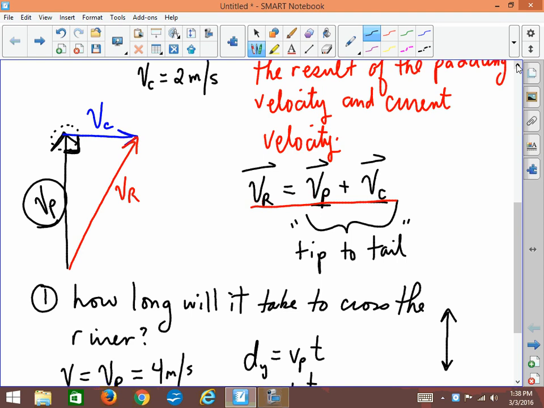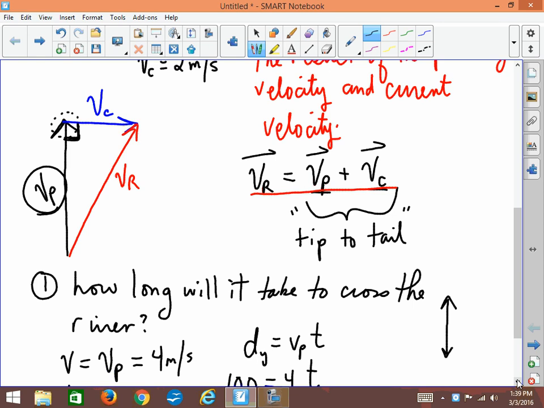The 100 that we have was across the river, straight across. So by looking only at the black and blue arrows and ignoring the red arrow, what we've said is that if you just look at the vertical motion, it'll take you 25 seconds to get across the river. But there is an important difference. Where across the river, right? This doesn't mean that we're going to end up exactly across from where we started.